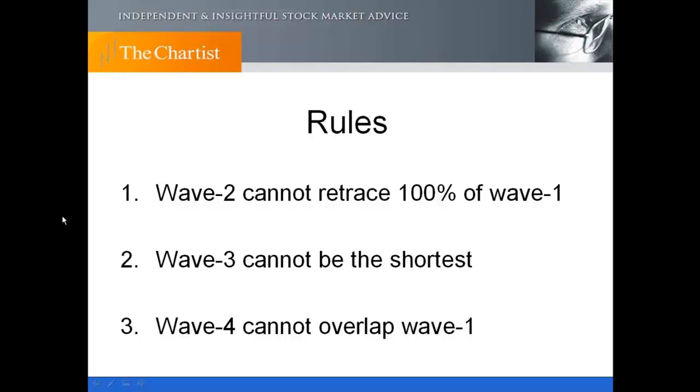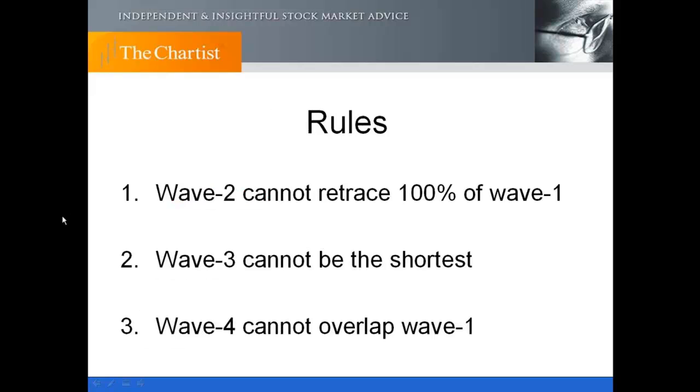Wave 2 tends to be a lot deeper than what wave 4 will be, but we tend to use typical retracements of 50% to 61.8%, but there's no hard and fast rule. As I said, that's typical. So that's rule 1. There's only 3 rules.